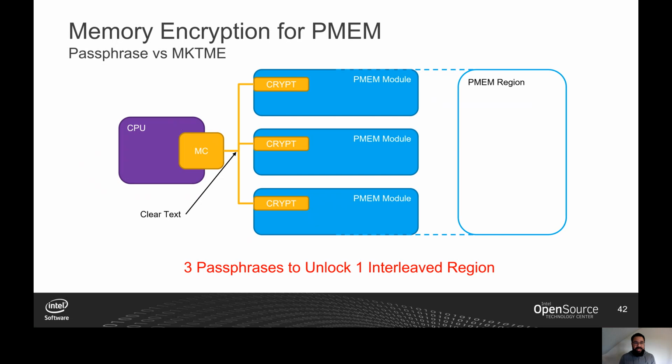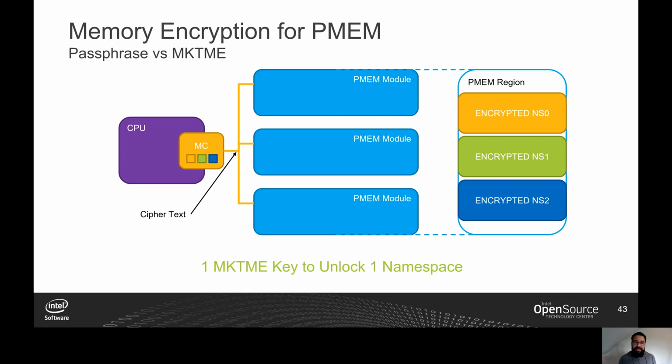And so that looks like this. We have the CPU memory controller. It's sending out clear text to the modules themselves, but there's a cryptographic engine on each module that is encrypting it before it gets written out to media. So in this scenario, we have 3 different passphrases to unlock one big interleaved persistent memory region, assuming these three modules were all interleaved into one address space. So you need to unlock all 3 to get to that one large region.